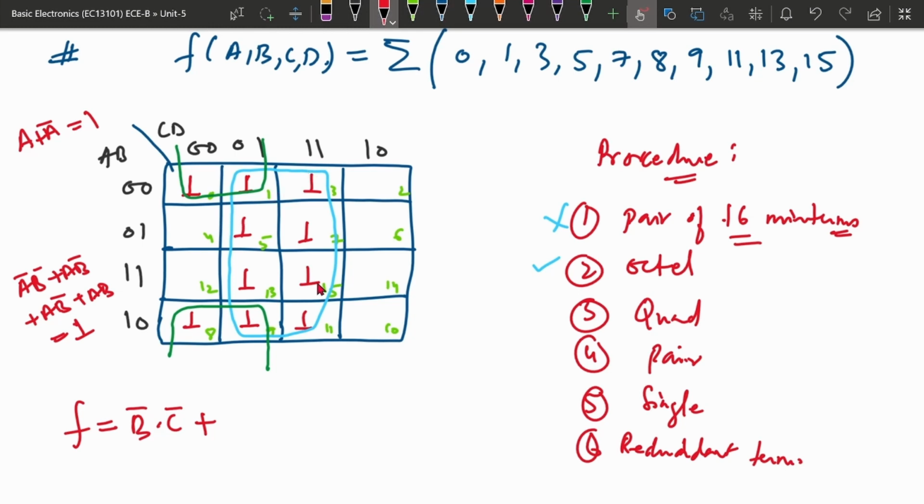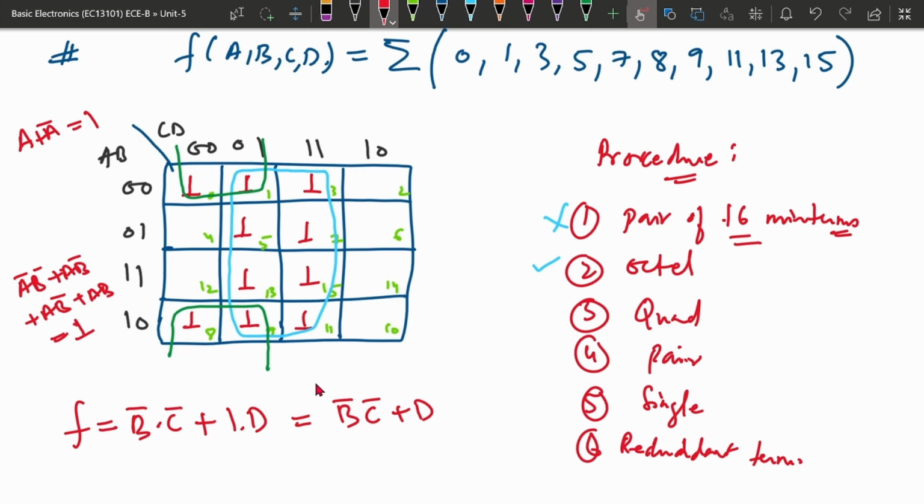So 1 multiplied by the term because of here. So 1 multiplied by the common between these two. So in between these two, the second term is common, that is D. D is common, so it is D. So it is like B bar C bar plus D.